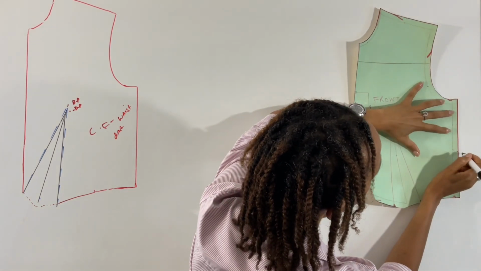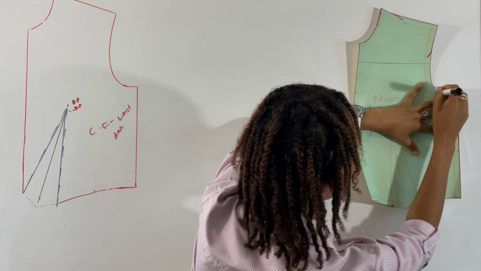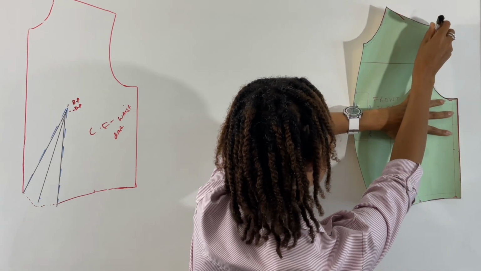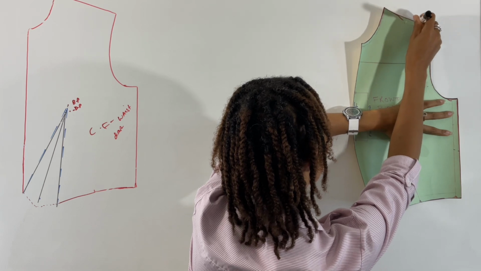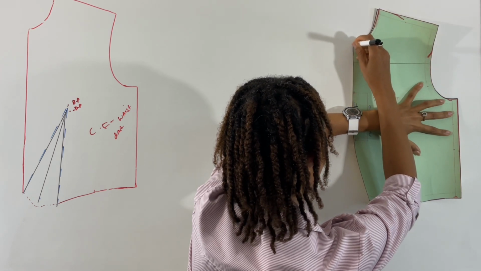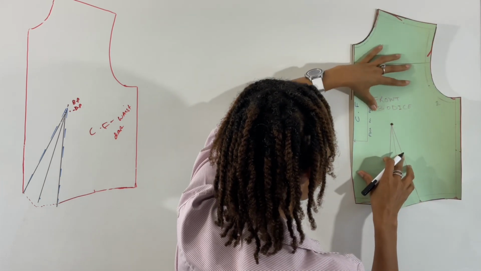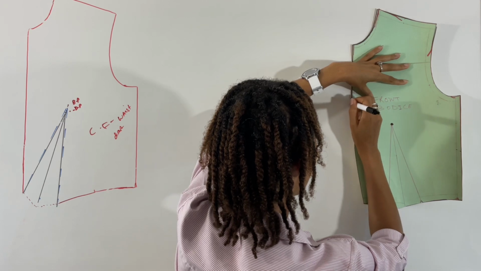So I'm going to now start from here, and I'm going all around. All right, all the way up. Nothing can stop me. French Montana, and we are creating a French dart.